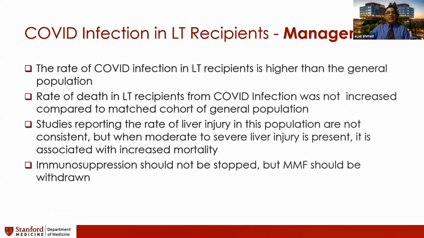management plan, and this is my last slide. The rate of COVID-19 infection in liver transplant recipients is higher than in the general population. The rate of death in liver transplant recipients from COVID-19 infection was not increased compared to the matched cohort of the general population. However, these reports suggest that the rate of injury, when moderate to severe, can be associated with mortality. Again, immunosuppression should not be stopped. If anything, mycophenolic acid can be reduced or withdrawn, depending on the patient's previous allograft rejection history.